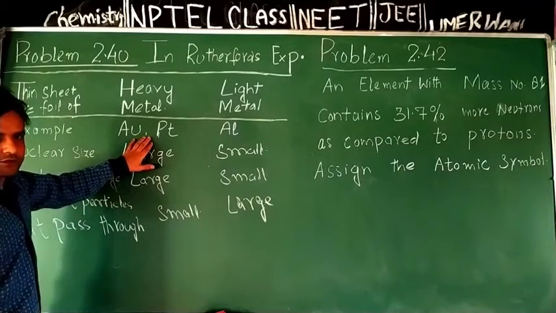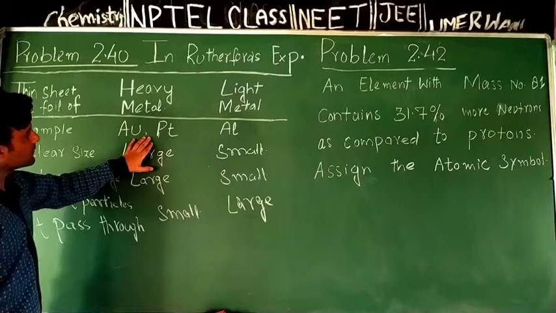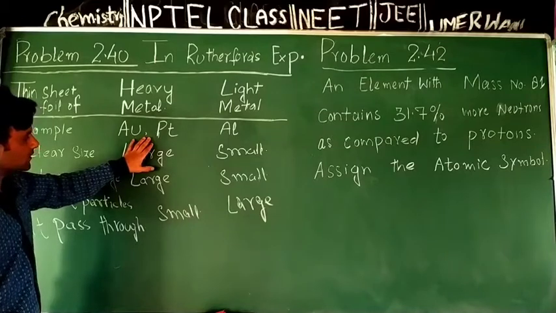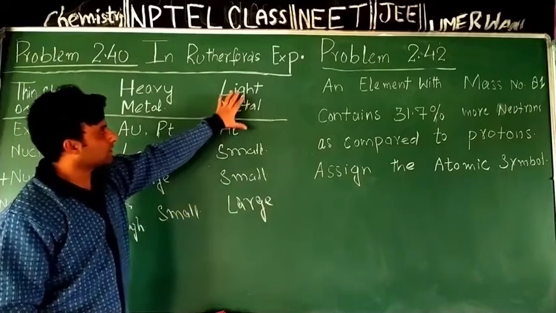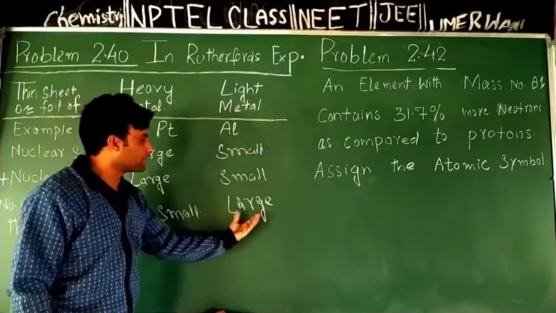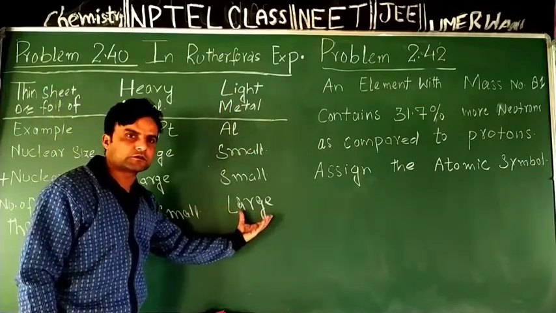Here nuclear size is greater. In the case of a heavy metal atom, nuclear size is greater, so the number of alpha rays passing through is small. Here nuclear size is small, so the number of alpha rays passing through is large.